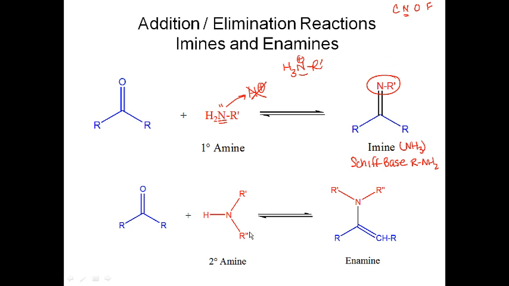And when we use a secondary amine, we actually get a different product, which is called an enamine. And I'll come back and talk about the differences between these and relate the enamine to something that we've actually seen earlier. Well, we saw it last semester, at the end of last semester. Okay, so this is addition and elimination. So let's go through a mechanism of this reaction.